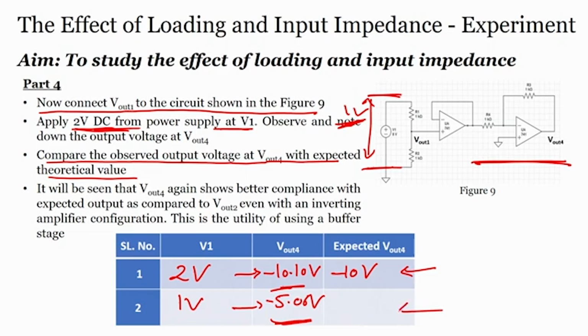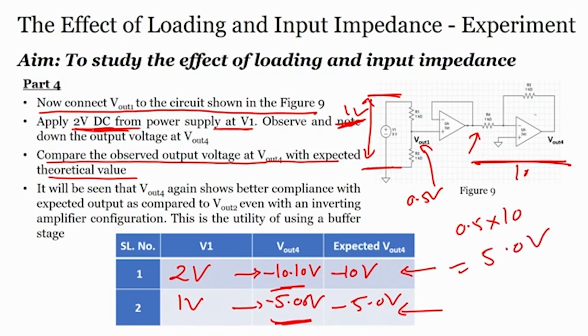Now, what is the theoretical expected output V out? Expected output would be minus 5 volts, alright. Minus 5 volts, how? If I apply 1 volt, the output V out 1 would be 0.5 volts. This V out 1 goes here, and my gain is 10. So, 0.5 into 10 will be 5 volts, right, and because it is an inverting amplifier, minus 5 volts. Very easy to calculate the expected output voltage.